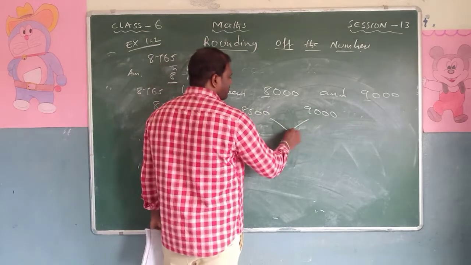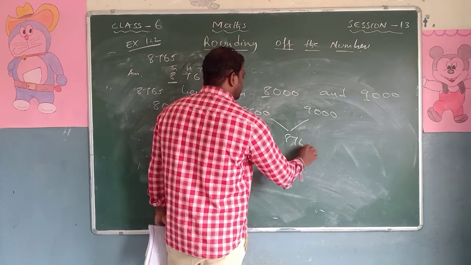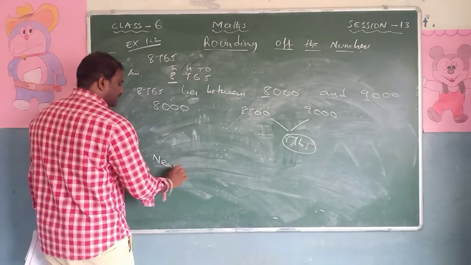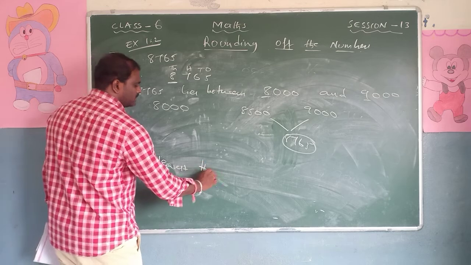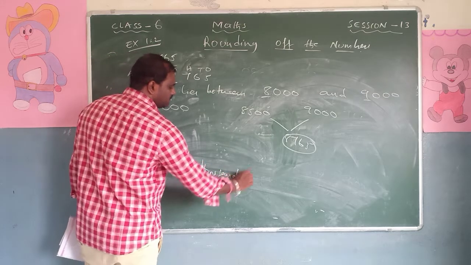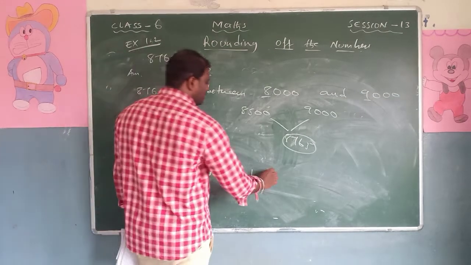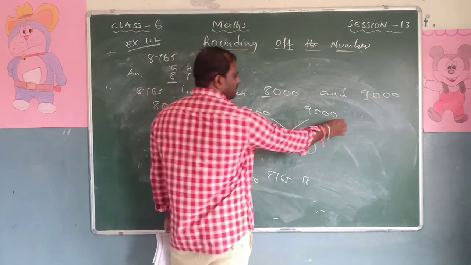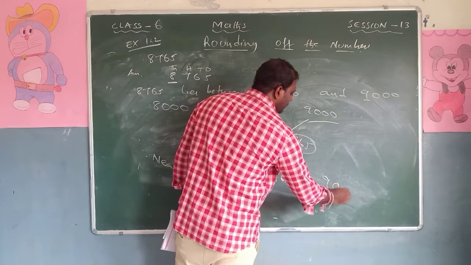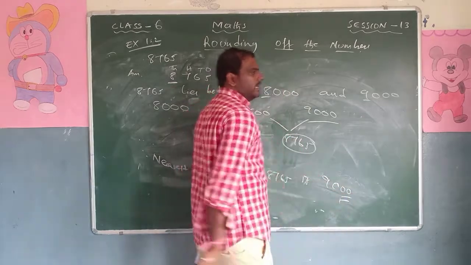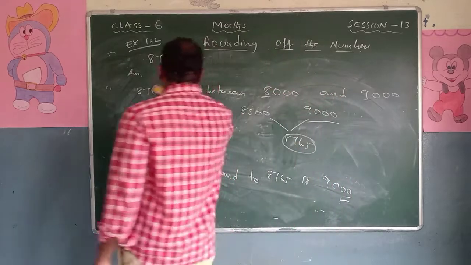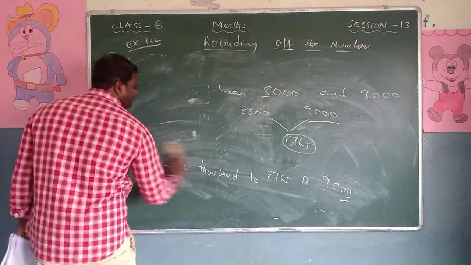So therefore 8,765 lies between. So therefore what should I write? Therefore nearest 1000 to 8,765, what is the answer? It is 9,000. 9,000 is the answer. Okay, next I'll go for the last question in this one.